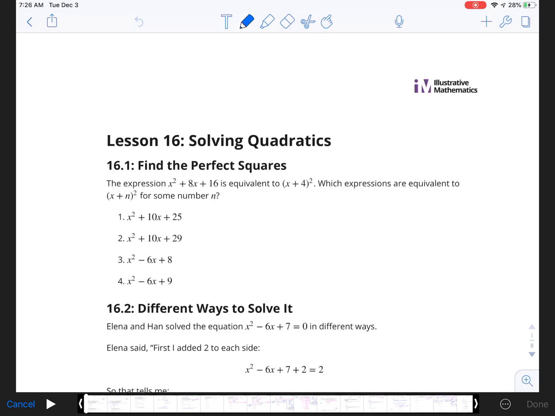Okay, so we're looking today at perfect squares. Right here in front of us I have x squared plus 8x plus 16, and it's equivalent to x plus 4 squared. What we want to do is figure out how does the one become the other? So 4 squared is 16. 2 times 4 is 8.